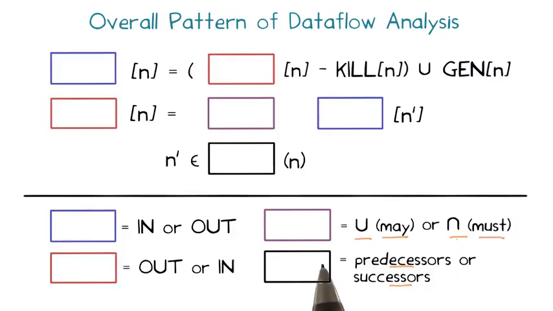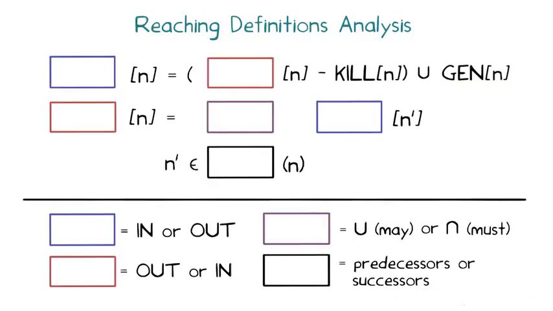Thus, the may versus must property of an analysis is decided by mapping the purple box to the set union operator in the case of may analysis and to the set intersection operator in the case of must analysis. Now that we have reviewed the overall pattern, let's instantiate it in turn for each of our 4 data flow analyses. We'll start with reaching definitions analysis, whose rules we examined earlier in the lesson.